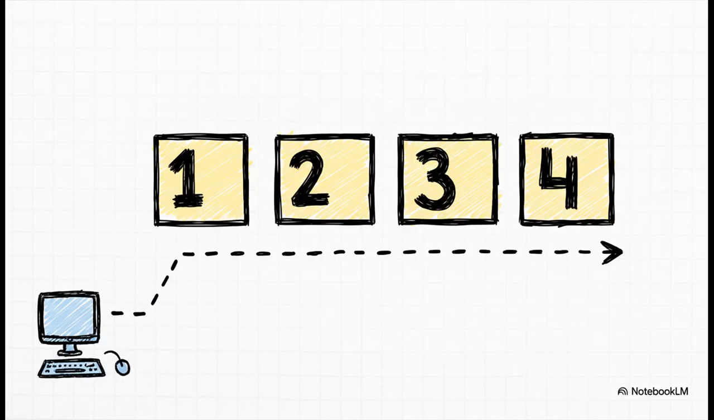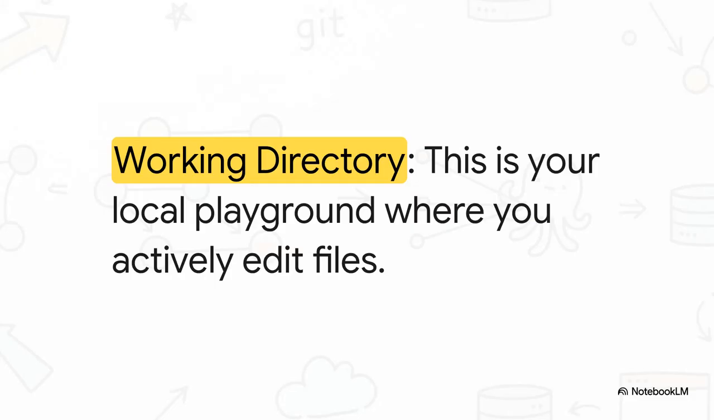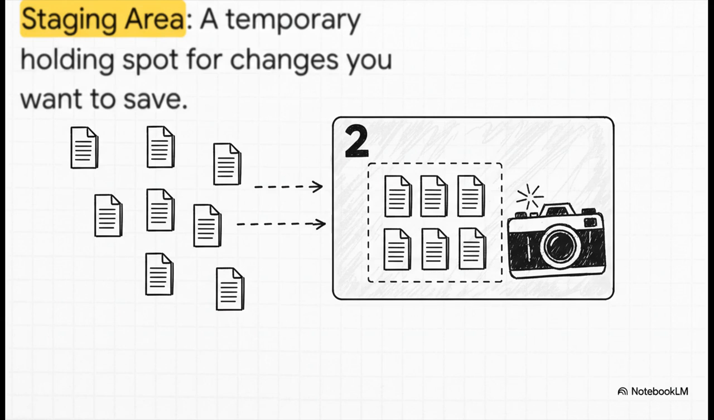So how's it work? Well, just imagine your code moves through 4 different zones. First, the working directory. That's just on your computer, where you're actually writing the code. Then there's the staging area. Think of it like getting everyone ready for a group photo before you click.